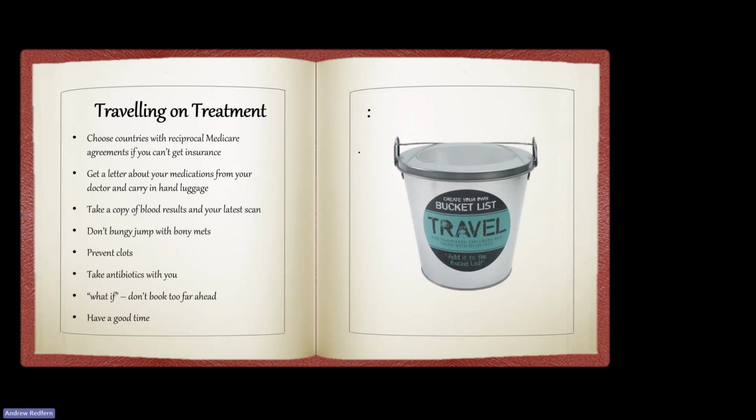Think about a bit more risk of clots with certain treatments or cancers, so think about clot prevention. Take antibiotics with you if you're in a place where infection may be a risk. And don't book too far ahead. Don't arrange your lifetime trip for 9 or 12 months away unless your doctor said that's fine. Probably think about a trip close to that, and have a good time.